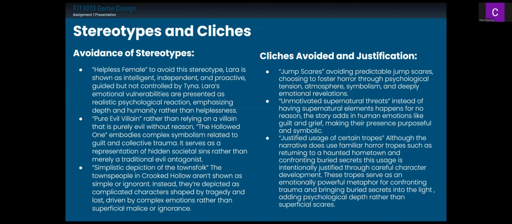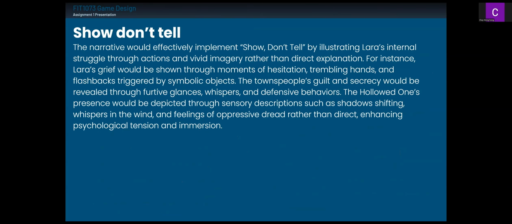The other one is unmotivated supernatural threats. Instead of having supernatural elements happen for no reason, the story adds in human emotions, guilt, and grief, making their presence purposeful and symbolic. And for show, don't tell, the narrative would effectively implement it by illustrating Lara's internal struggles through actions and vivid imagery, rather than direct explanation of what's going on. For instance, Lara's grief would be shown through moments of hesitation, fear, her hands trembling, and flashbacks triggered by certain objects.